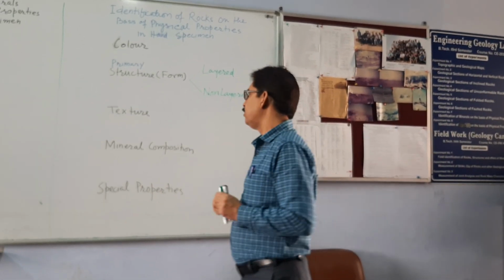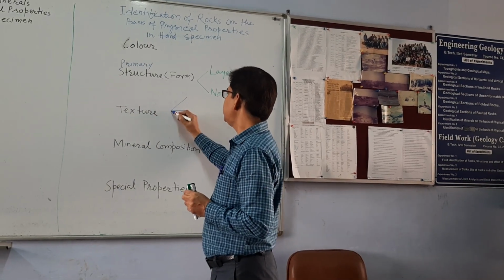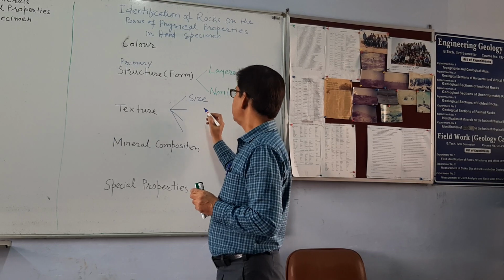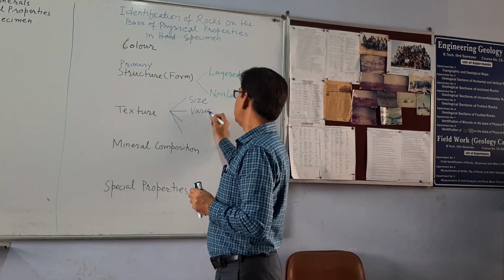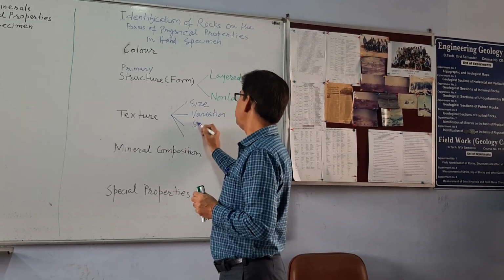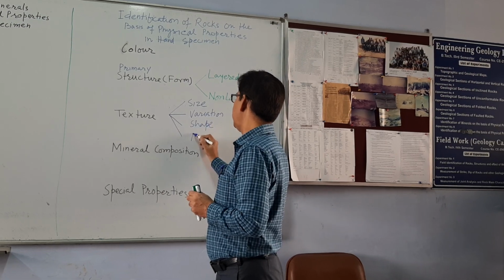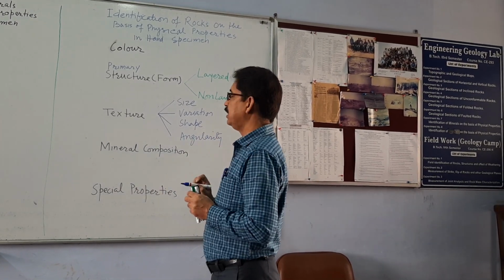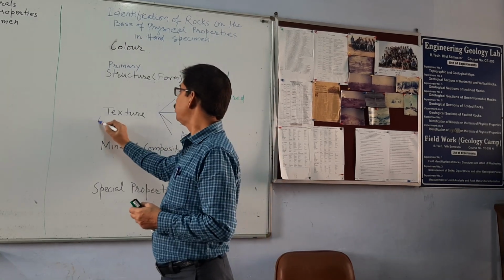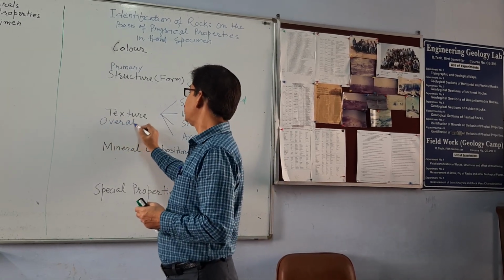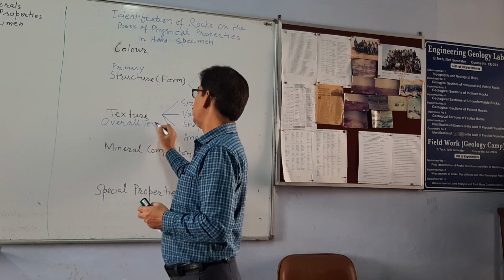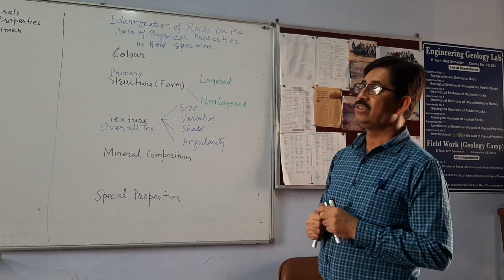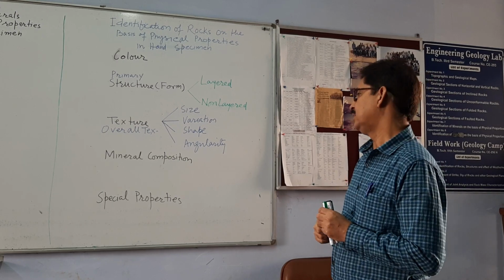So in texture we have to see many different properties, that is size of the minerals, variation in size, shape of the minerals and angularity of the minerals. Then we will see what the overall texture of the rock is. That will let us understand whether this rock is igneous, metamorphic or sedimentary.